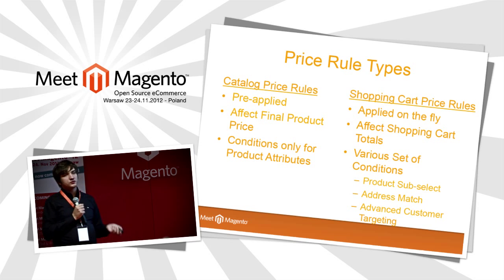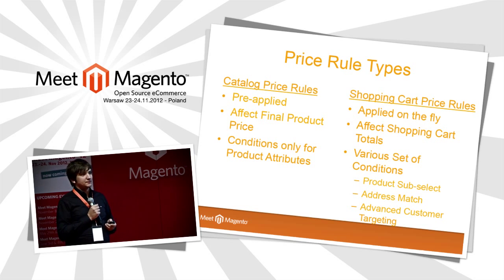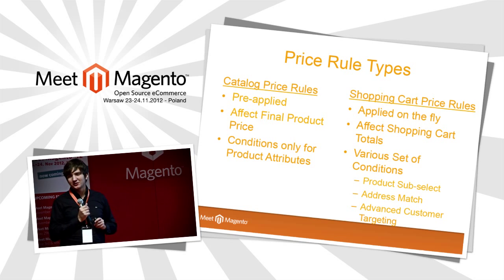But shopping cart price rules are applied on the fly. By the way, in the first Magento versions, catalog price rules were also applied on the fly, and it was a big performance issue. Also, catalog price rules affect the final price, while shopping cart price rules can affect the totals of the shopping cart itself. So it doesn't set a discount to a particular product price, it sets a discount on a line item in the cart or to some total value itself.